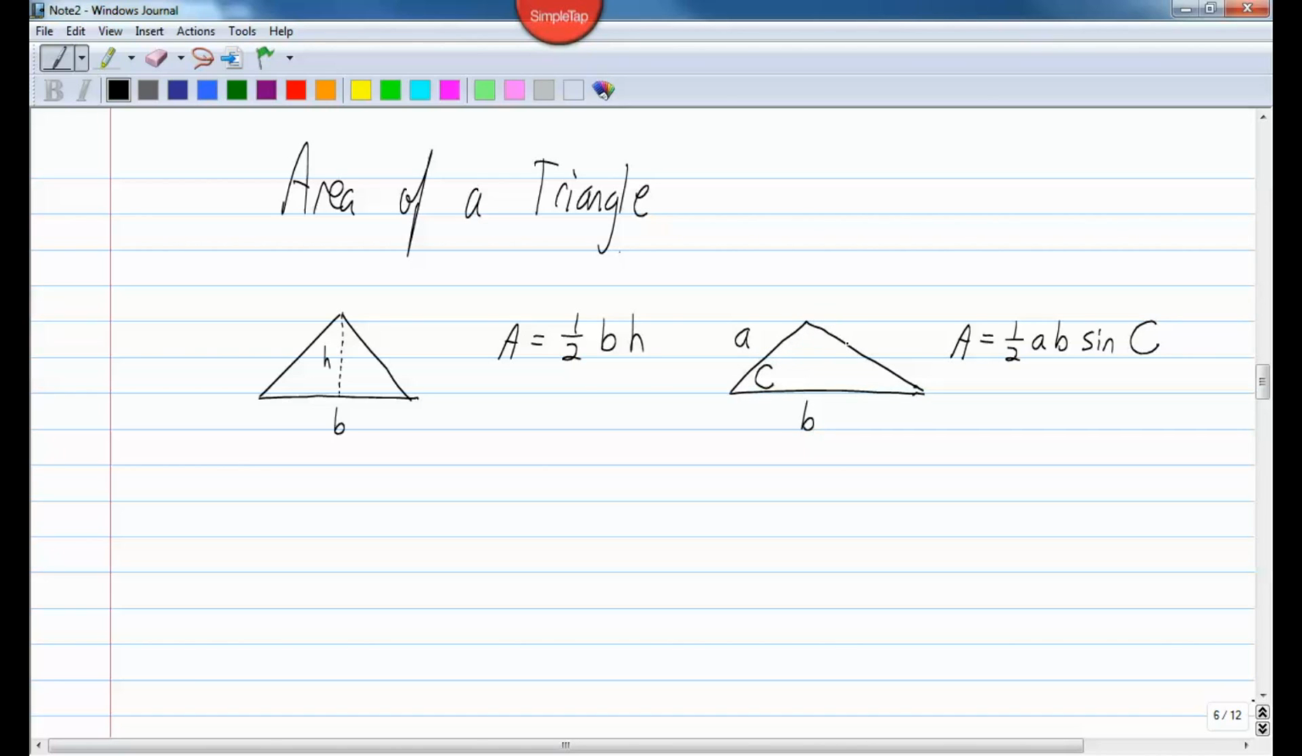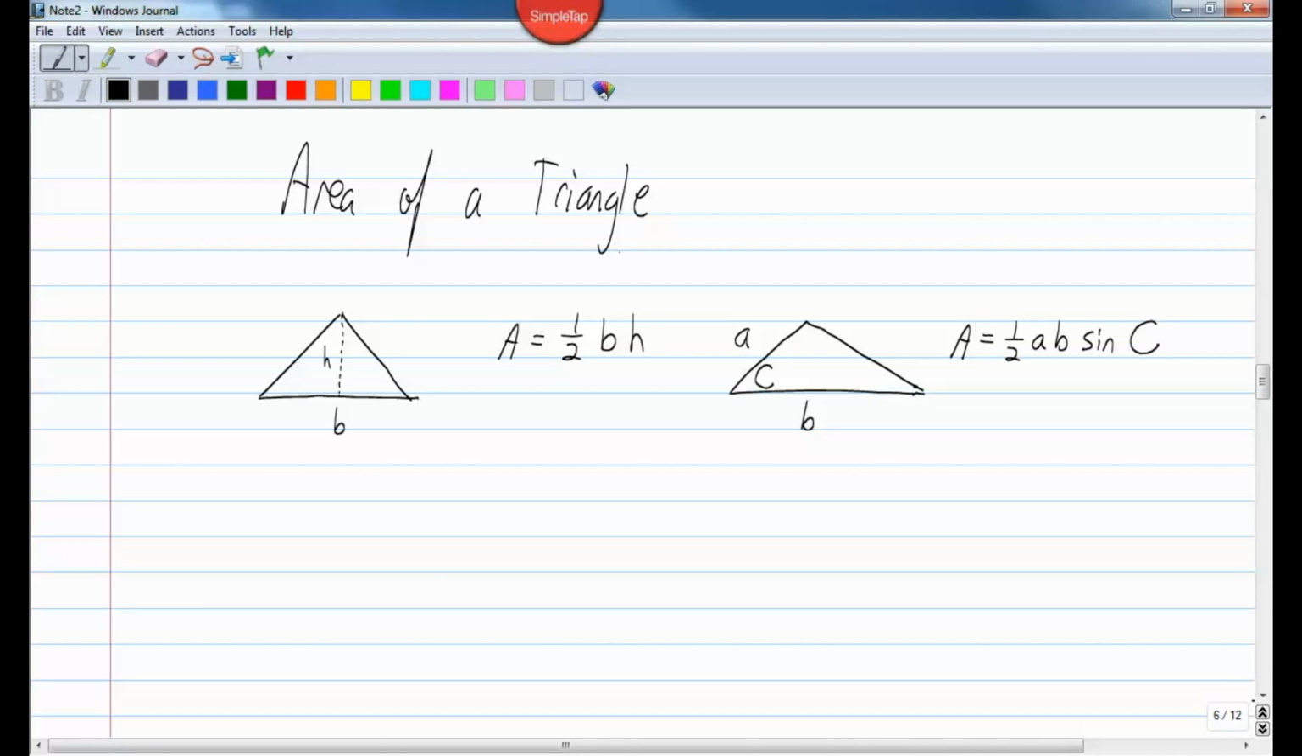So it works for any of the angles as long as you know an angle and you know the two sides that make up the angle. You can find the area by just saying 1/2 times the product of the sides times the sine of the angle measure.